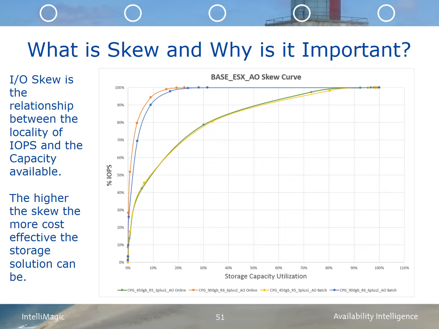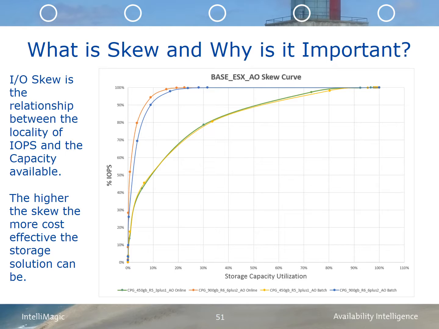So what I have here is this base ESX adaptive optimization, and I'm looking at the two CPGs for two different time periods. So if we look at the green and yellow lines, these are basically the same lines, and the CPG has the same behavior during the online and the batch, and it's a fairly flat skew curve. If we look at the 900 gigabyte activity, it's a very steep skew curve. So the steeper the curve, the more likely we are to take advantage of some SSDs and really improve performance.